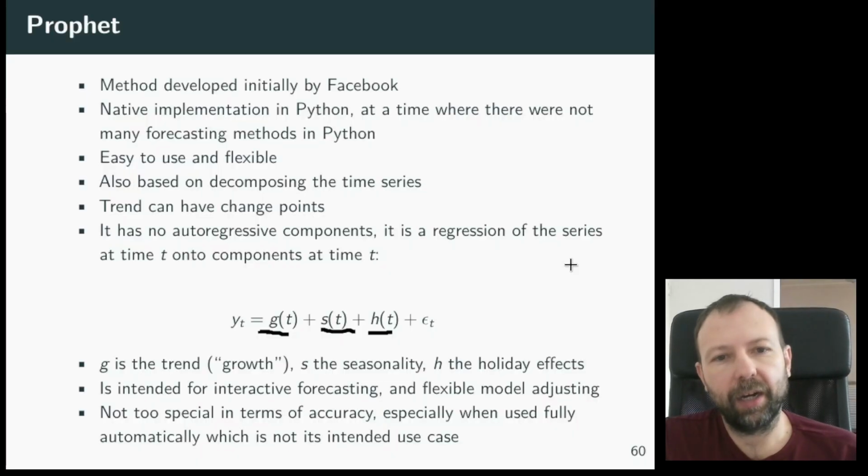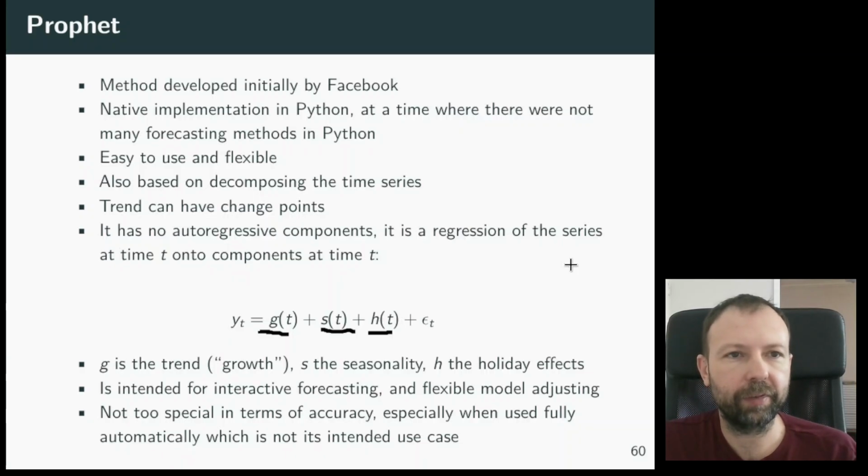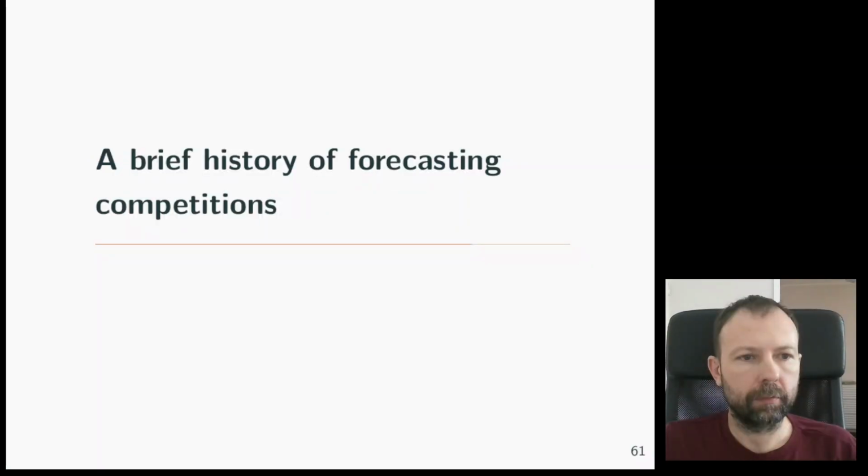And people then start using it fully automatically. People would be like, okay, let's take these 5,000 time series and run Prophet on it. And then they are surprised that they don't get good accuracy. Yeah, well, that's not what Prophet was meant for in the beginning. On the flip side, I've also seen cases where Prophet worked really, really well for whichever reasons. So, yeah, I mean, certainly worth a try.